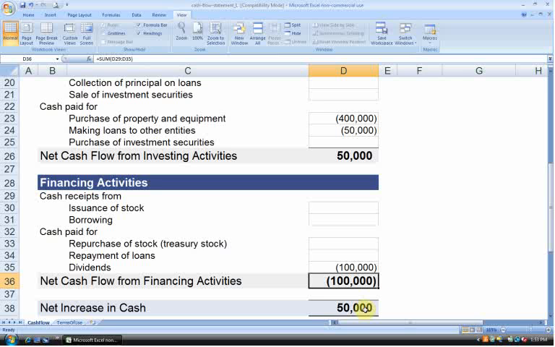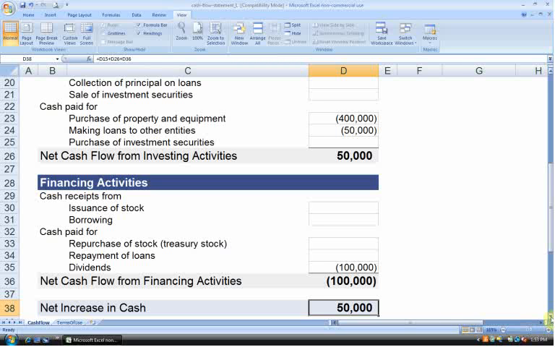So finally, if you can see down here in cell D38, we have a net increase in cash of $50,000, and that adds up our operating activities, our investing activities, and our financing activities, and figures out what our net increase in cash is based on those inputs. Now, just like everything else in the spreadsheet, this can be customized for your use, and this particular number will be calculated based on your inputs.